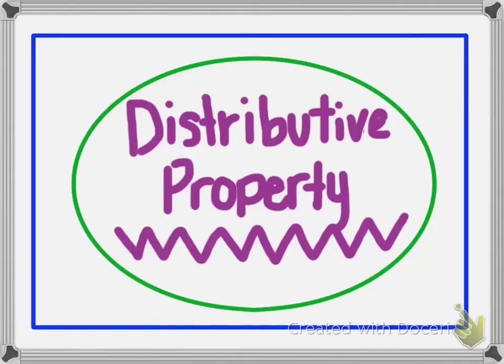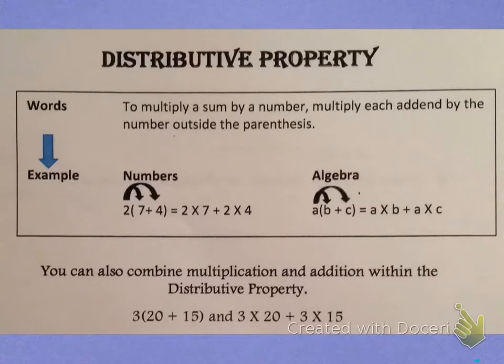Today we are going to learn the distributive property. This is our fifth property. The distributive property is to multiply a sum by a number: multiply each addend by the number outside the parentheses. So here we have two examples.